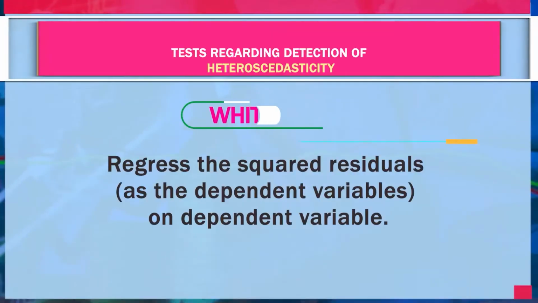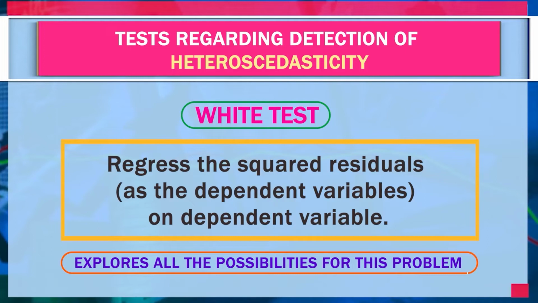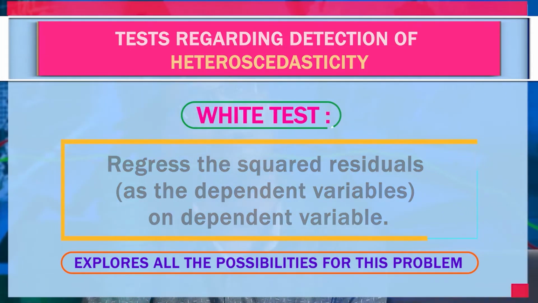So the Goldfeld-Quant test actually goes for the observations which are ordered in terms of the groups, but the Gleiser test is identifying a variable responsible for the problem. Either one variable or a group of variables may be responsible for this absolute value of the error term, which is significantly different from 0 or not different from 0. Another robust test to confirm both Goldfeld-Quant and Gleiser is the White test. Because the White test is the most robust test among all, because the White test actually explores all the possibilities for this problem.